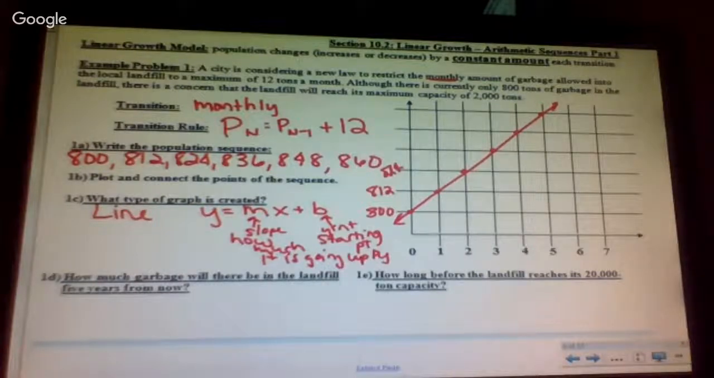So let's create the equation for this then. Y equals, how much trash is it going up by? 12. So my slope here is 12. X plus, how much trash did I start with? 800. That's it. Now you can use this equation to solve for anything that you want.